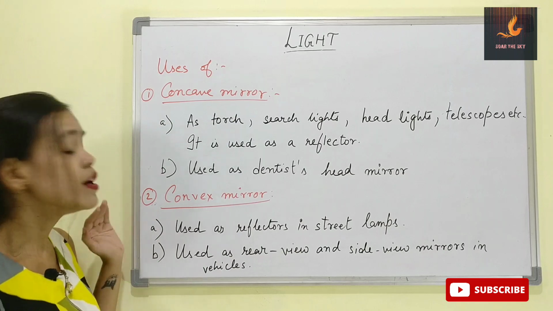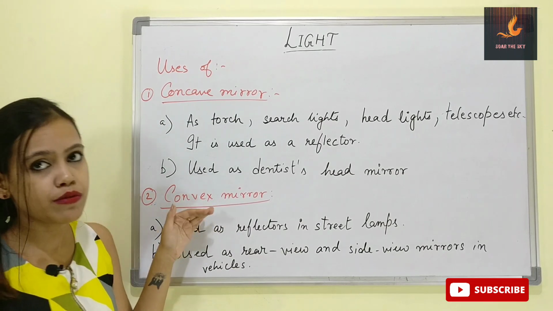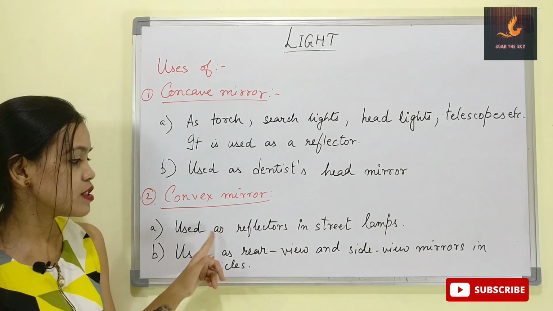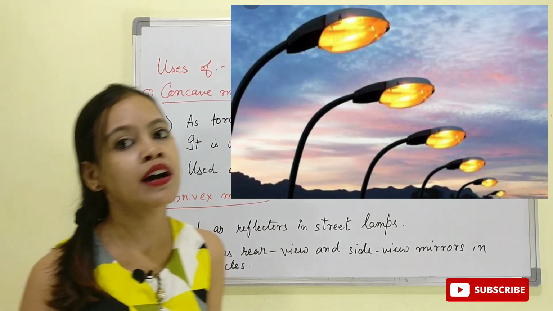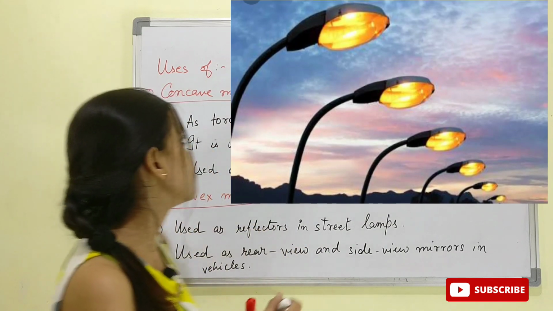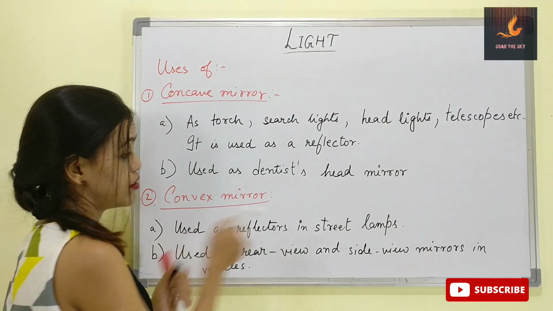Now comes the uses of convex mirror. The first use is it is used as reflectors in street lamps, as convex mirrors are diverging in nature.